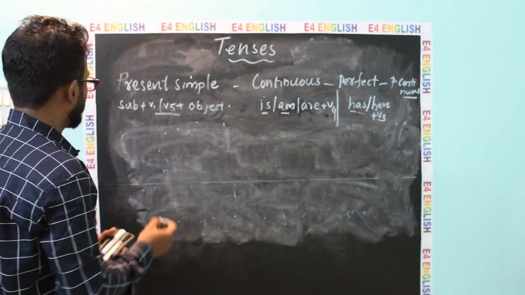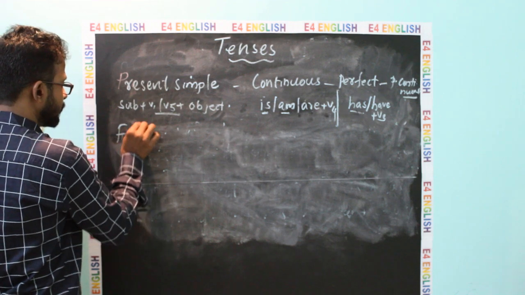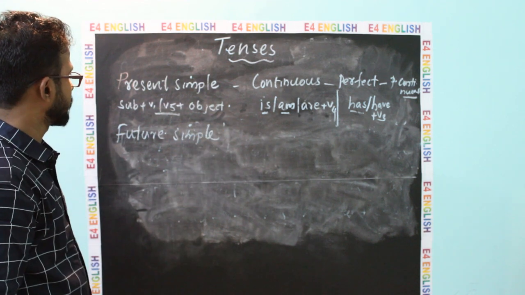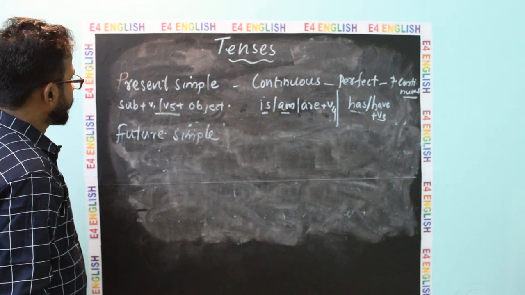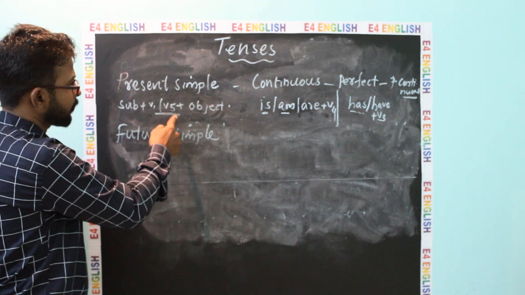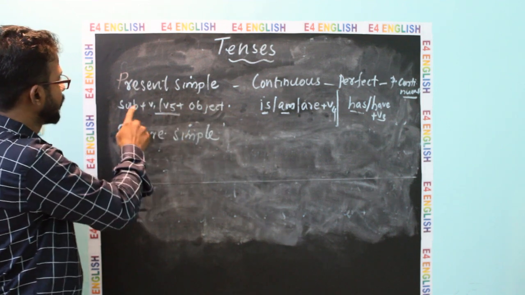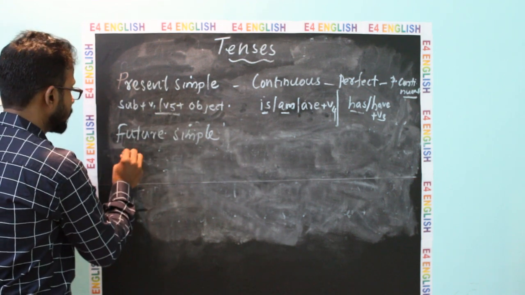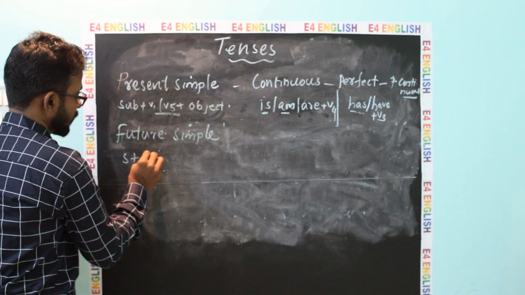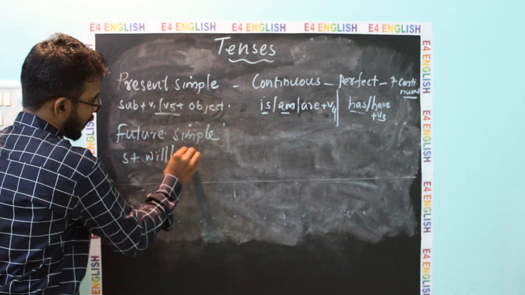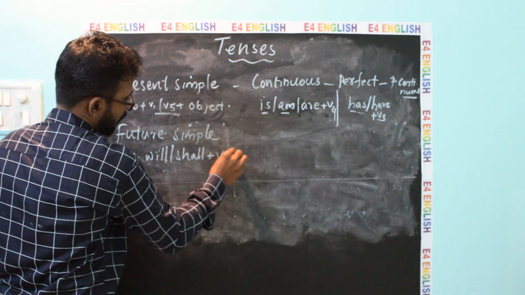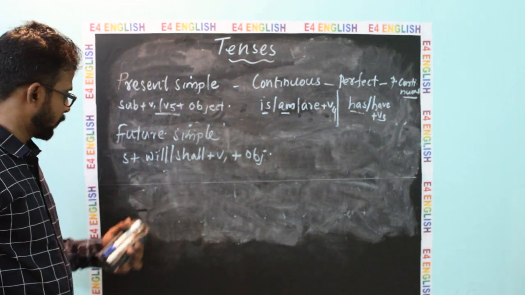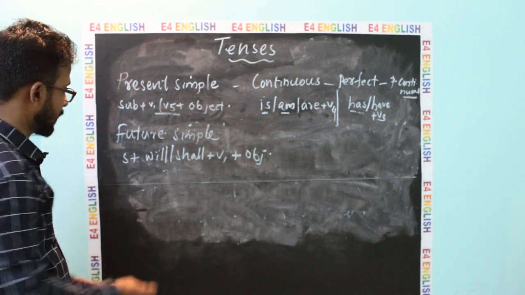Okay, so future tense. Here we have V1. In the present tense we have subject plus V1 or V5 plus object. In the future tense, it is subject plus will or shall plus V1 plus object. So we will have a doubt about when we are supposed to use will or shall.